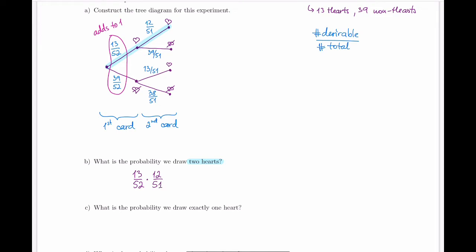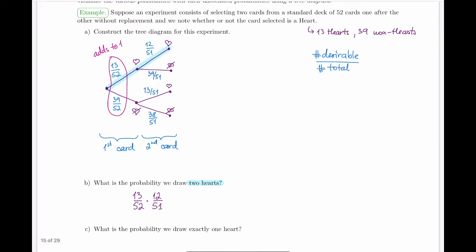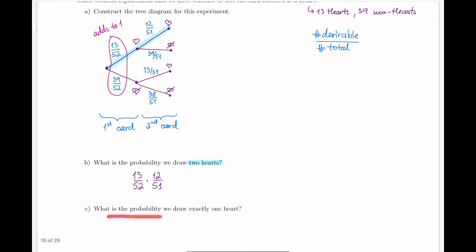Now, as you notice, this is of course exactly the same as just applying the multiplication principle to the original problem. The way to draw 2 hearts, one after the other, is to draw a heart first, which has the probability of 13 out of 52, and to draw the heart second, which has the probability of 12 out of 51. The diagram allows you to capture all the cases. So if you have more than one question about the same setup, the diagram is going to be a faster way to go. All right, what is the probability we draw exactly 1 heart? So what are my branches here? The way that we can draw exactly 1 heart is a heart and then not a heart.